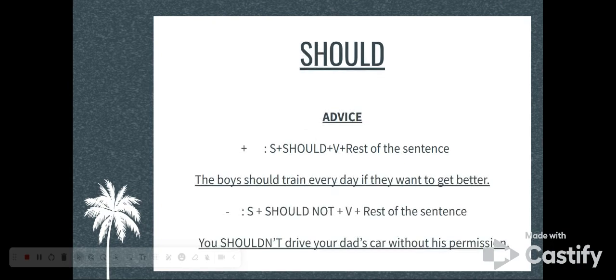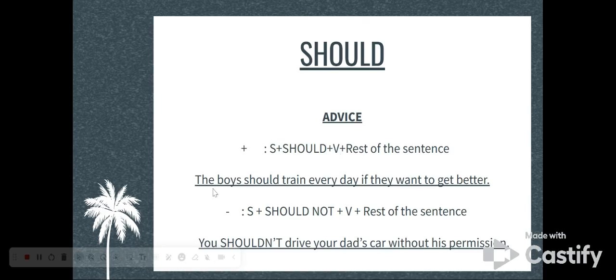The last modal that we are going to look at together today is should. So it's a modal that we often use. In French, it's devrait. Okay, so we use should when we want to give a piece of advice to someone, un conseil. Okay. So you have the sentence structure here. So subject, should, the verb, and the rest of the sentence.